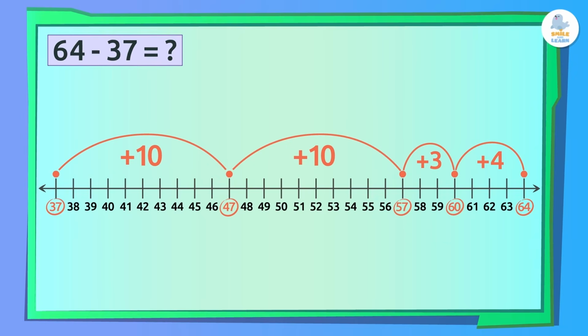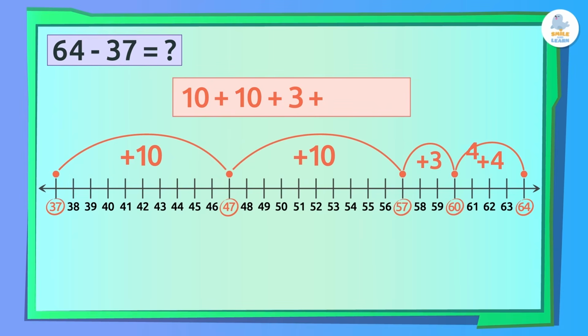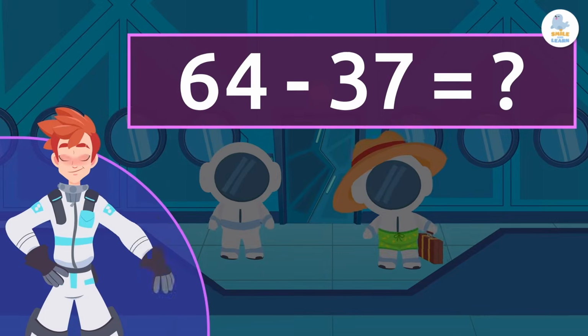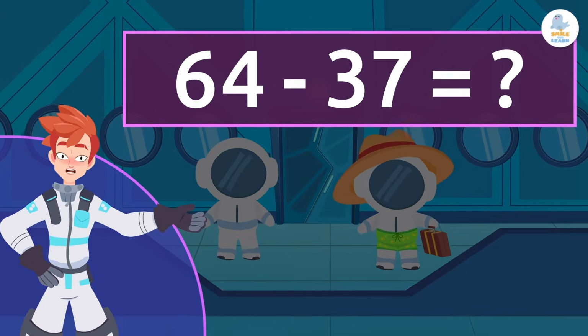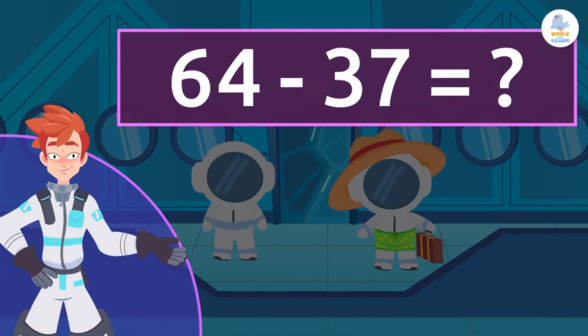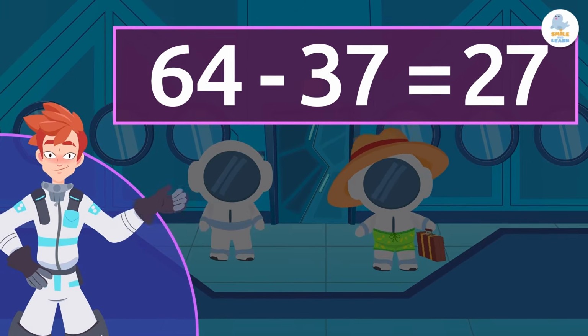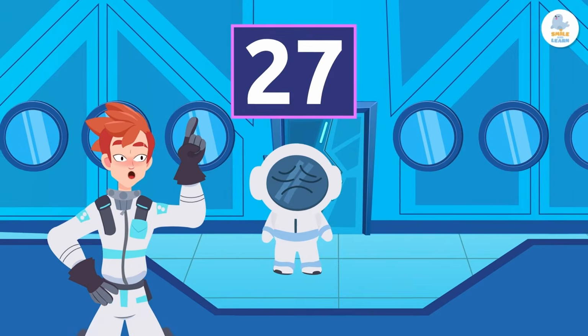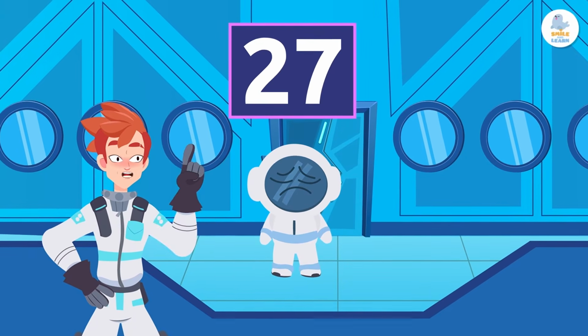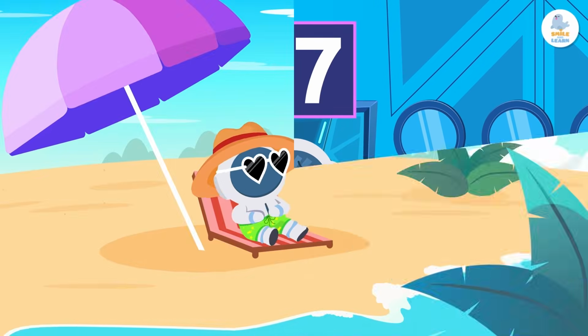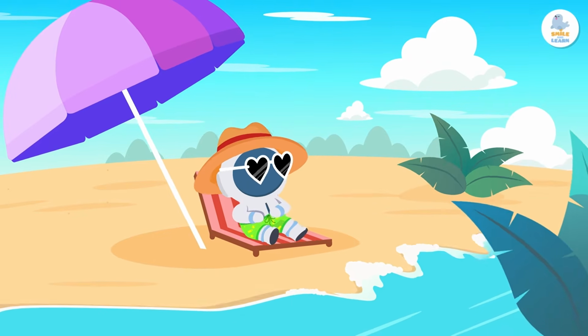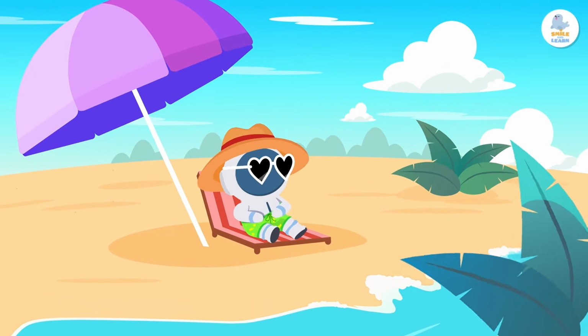Let's count. We add up all the jumps we made. 10 plus 10 plus 3 plus 4 gives us 27. So, 64 minus 37 equals 27. 27 astronauts are left on the space station. I'm sure the others are having a great time on vacation.